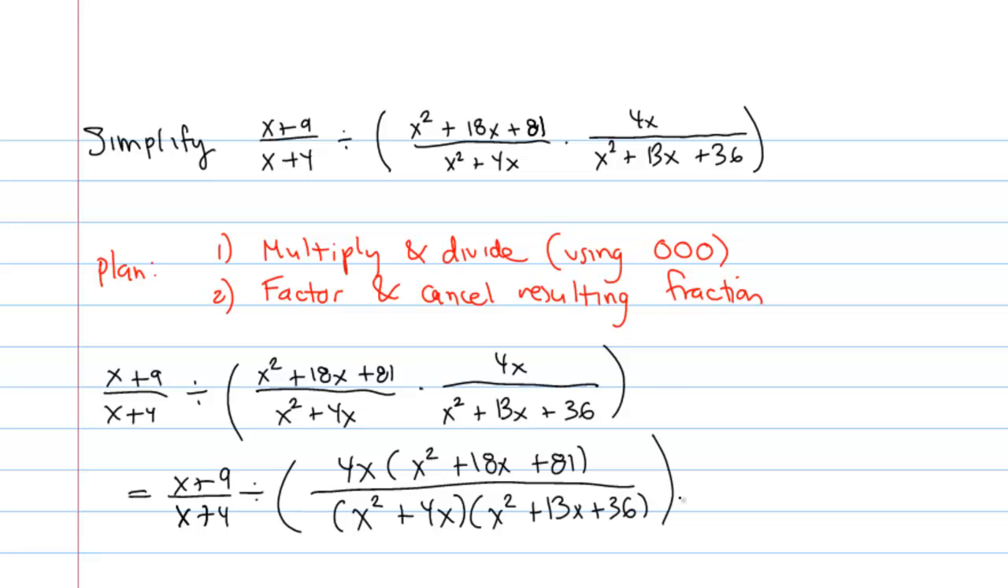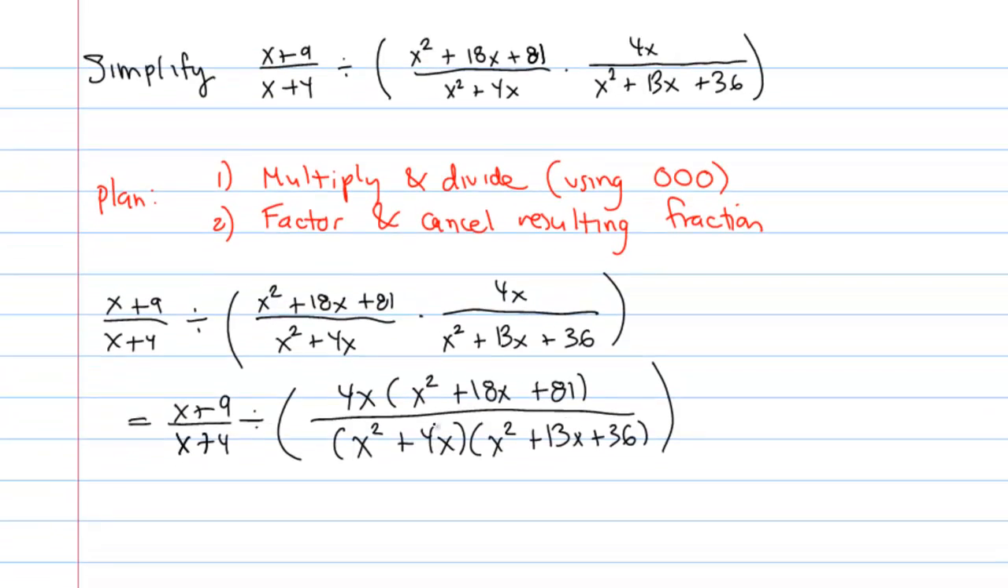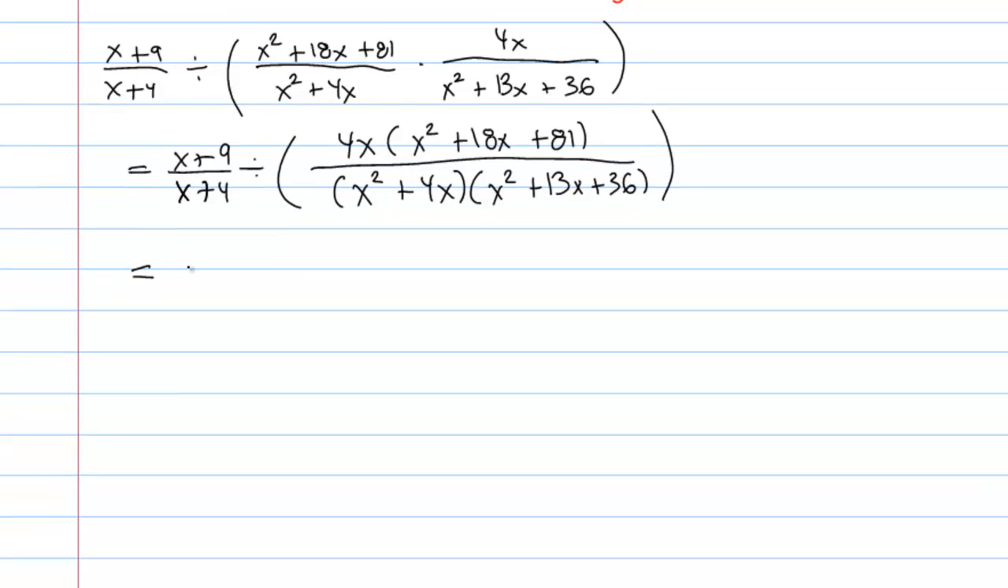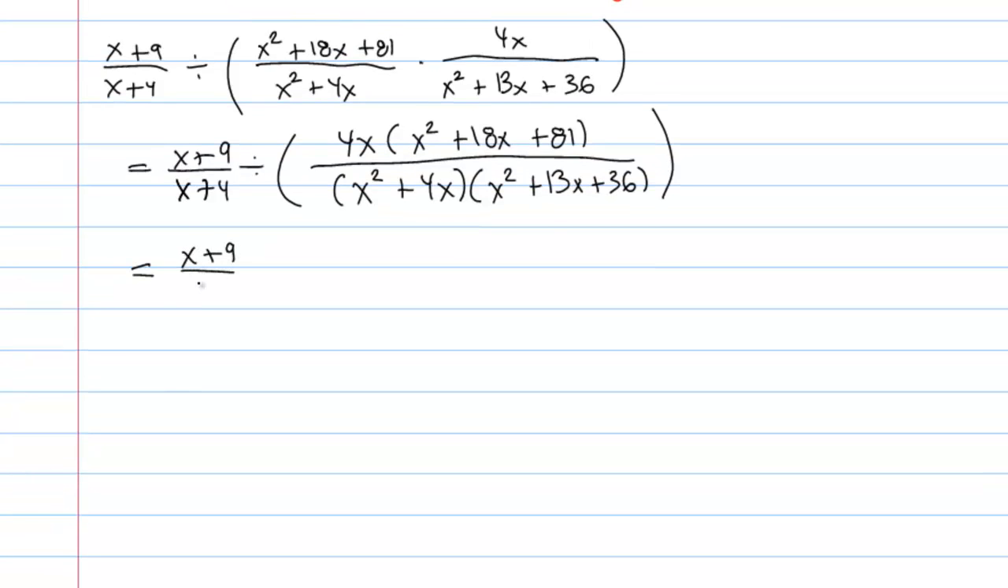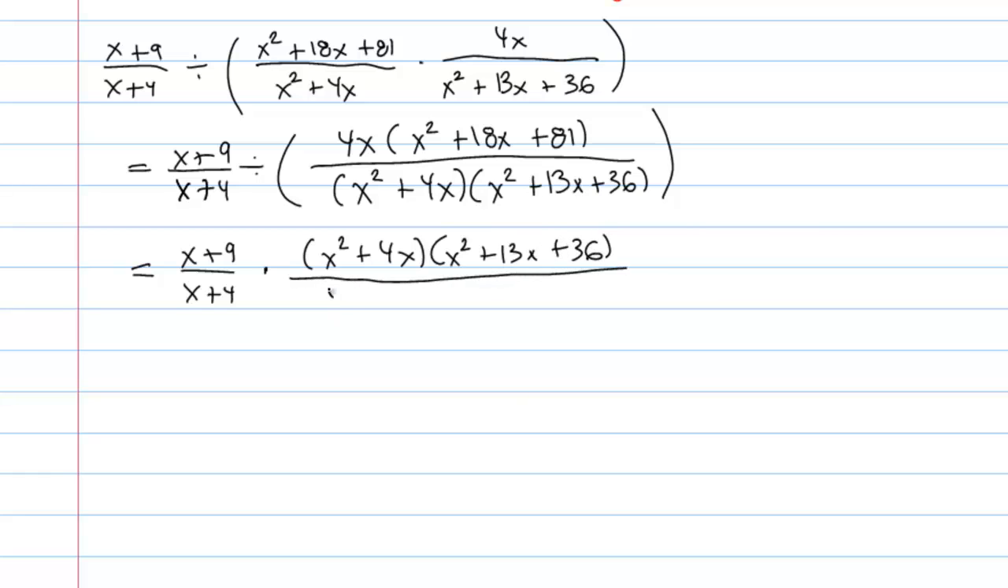So now we just have a giant division problem. The first fraction divided by the second fraction. To divide by a fraction is to multiply by its reciprocal. So we'll take the reciprocal of the second fraction, which is (x squared + 4x) times (x squared + 13x + 36), all over 4x times the quadratic (x squared + 18x + 81). And then we have another fraction to multiply through.